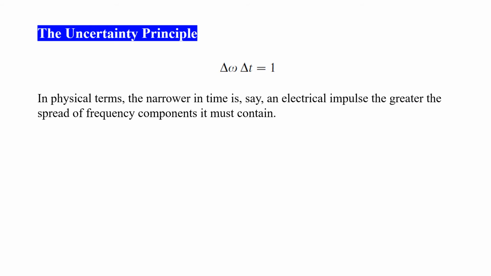Again here, your delta omega times delta t is equal to 1 has the following meaning. In physical terms, the narrower in time is, say, an electrical impulse, the greater the spread of the frequency components it must contain so that it's equal to 1. Similar physical statements are valid for other pairs of Fourier-related variables such as your spatial position and the wave number. And in an obvious notation, you have your delta k, delta x is equal to 1 for a Gaussian wave packet.